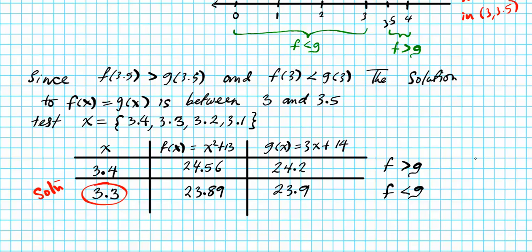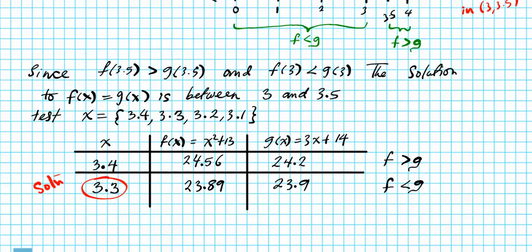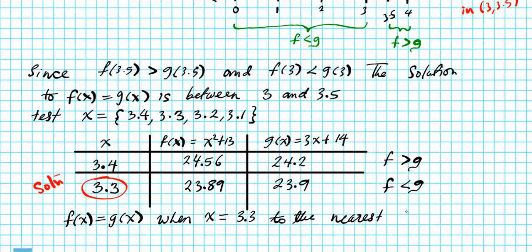All right? For the first decimal place. Of course, our answer should be something a little bit bigger than that, but we want to stick to the significant places indicated in the problem. So for this problem, f of x is equal to g of x when x equals 3.3 to the nearest tenth. So there goes our answer for question number 6.